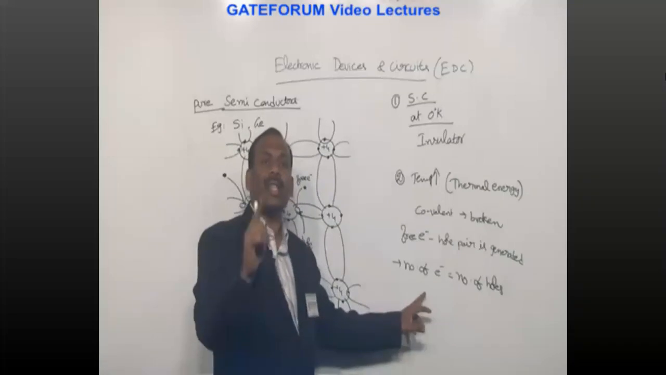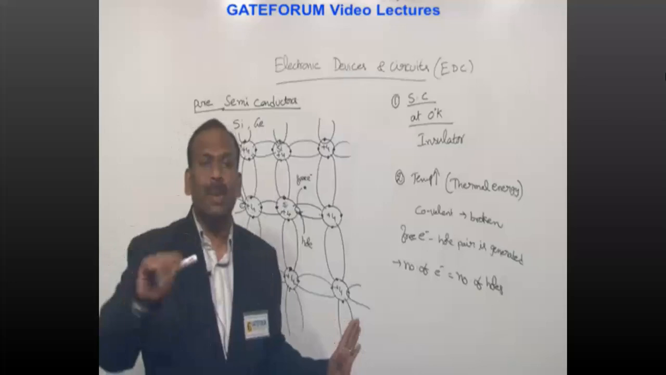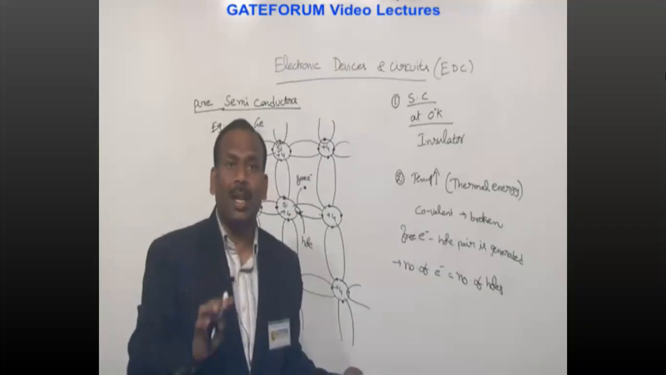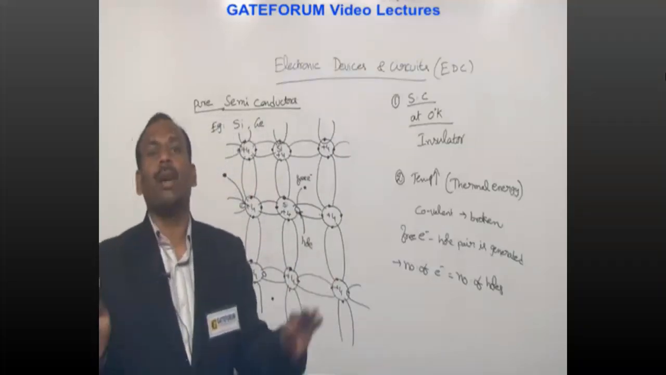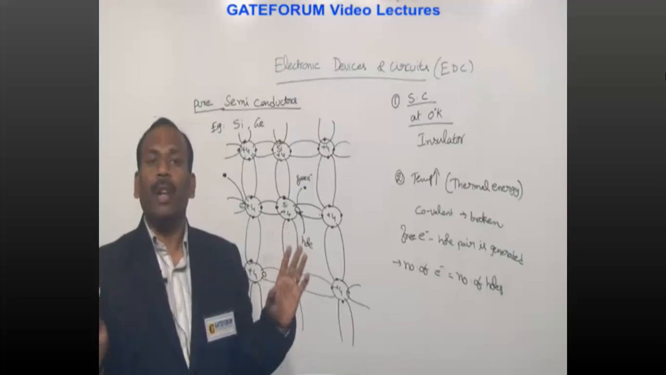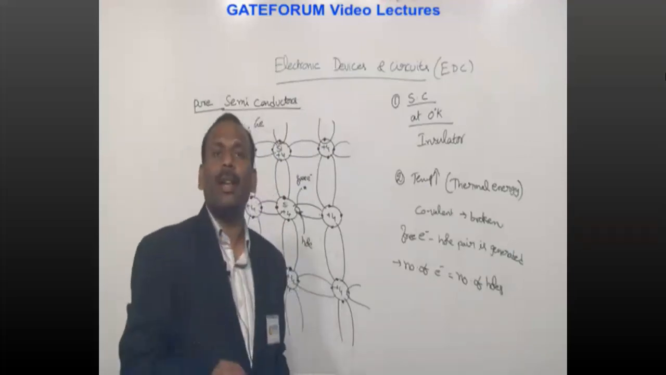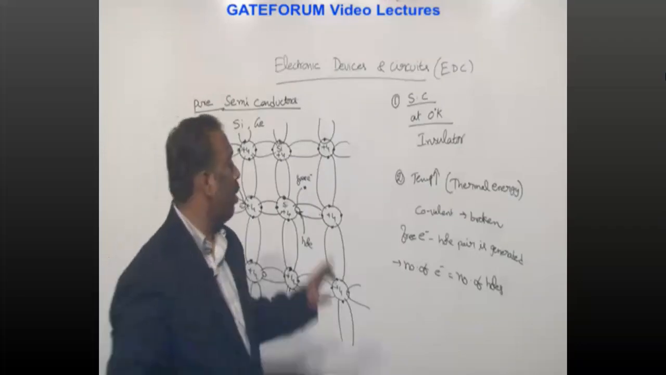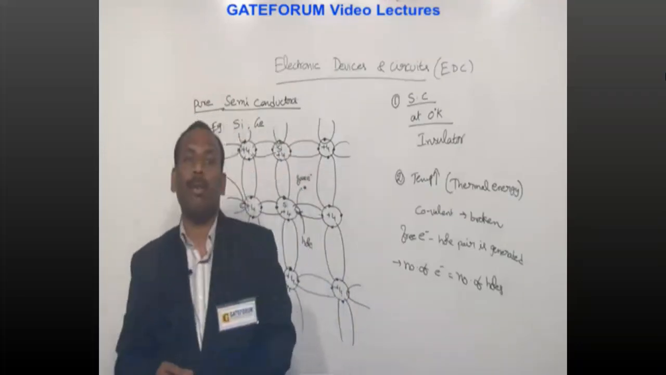Whenever I say electron, by default assume it is a free electron. If it is a valence electron, I will explicitly mention it as a valence electron. So for an intrinsic semiconductor, the number of electrons is equal to the number of holes.